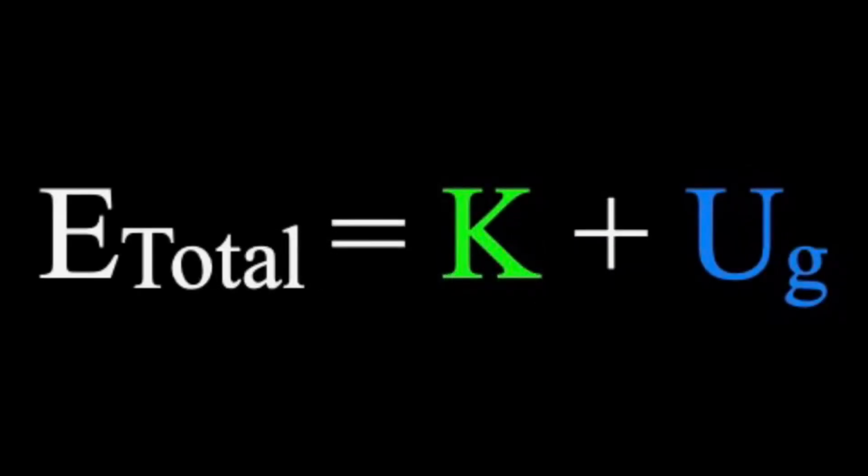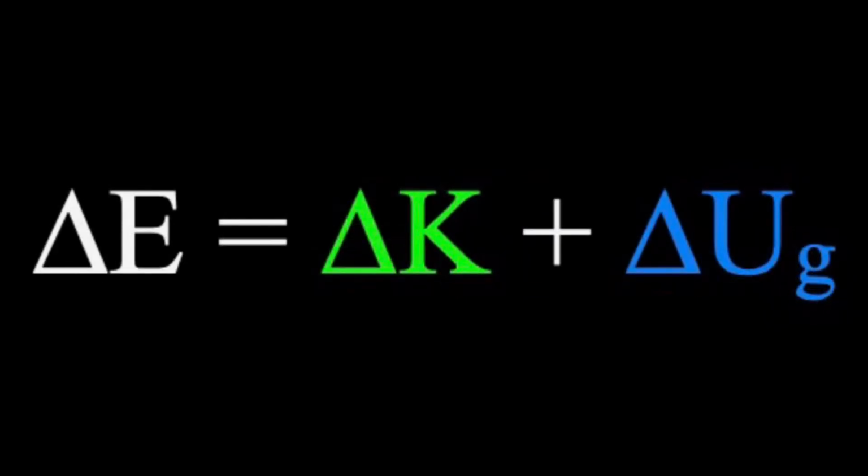This law can be shown through the following equation. The total amount of energy in this system is equal to the sum of the amount of kinetic energy and the gravitational potential energy. Then, from the law of conservation of energy in this system, we get the equation: the change of total energy is equal to the sum of the change of kinetic energy and the change of potential energy.